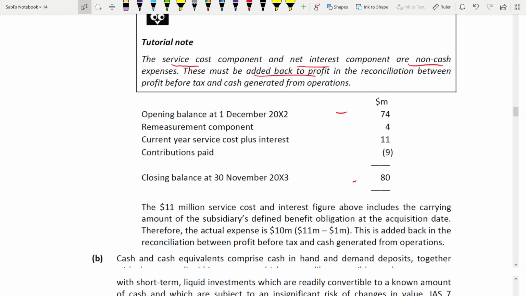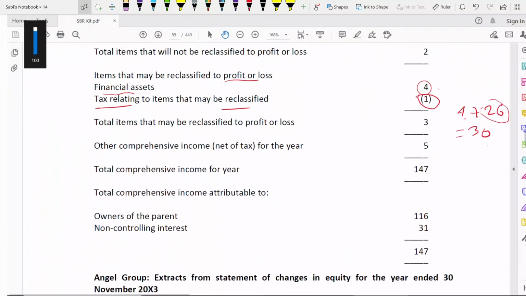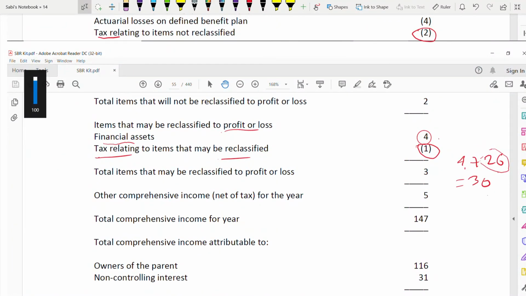Remeasurement component. So remeasurement component for that retirement benefit, you have to add current service plus interest also. So the balance is contribution paid, which is 9. Basically, you are finding this figure only. How much contribution you have paid. That means in cash only you have paid 9, right? We'll find out the 4 and 7. 4 and 7, from where you got? You have to go to OCI to get the remeasurement component.